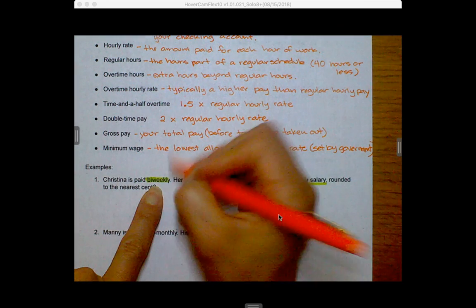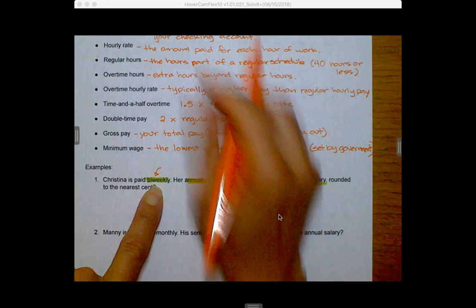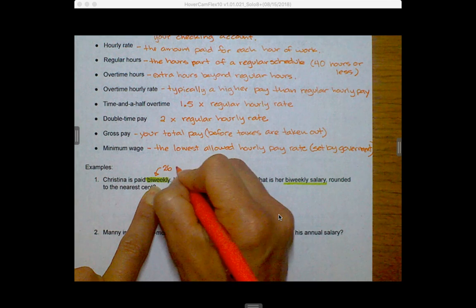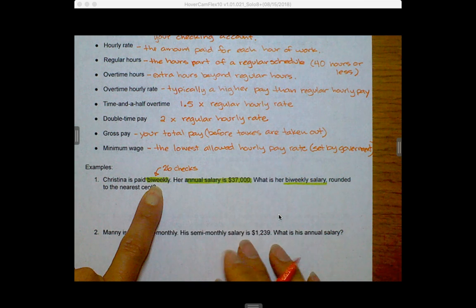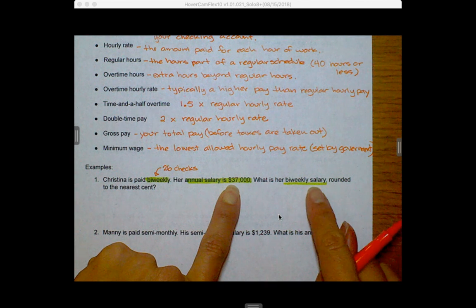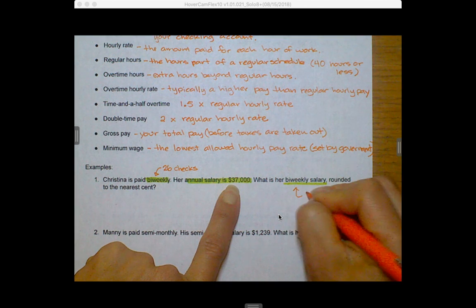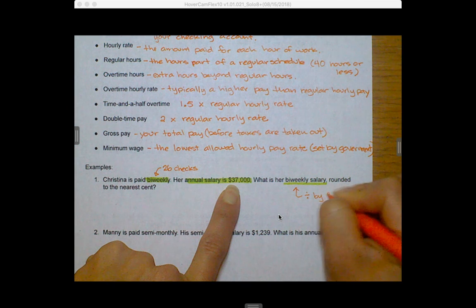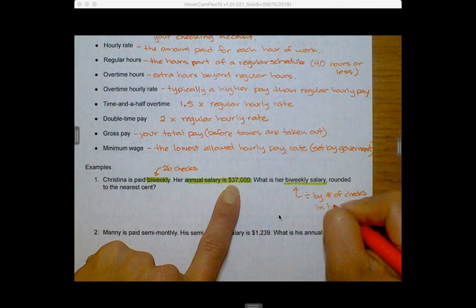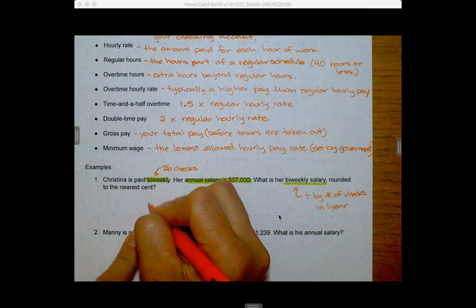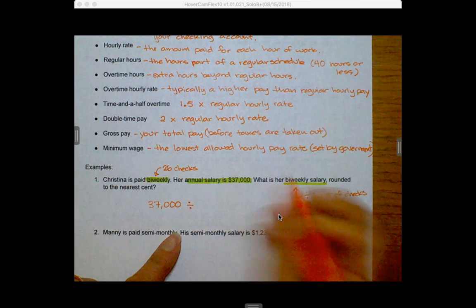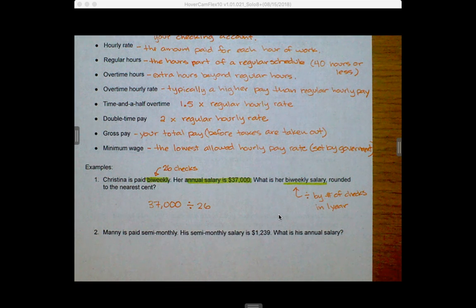Now, we know if she's getting paid bi-weekly, if I look back up at my definitions, what I wrote down up top here, I know she's getting paid 26 checks throughout the whole year. Okay, this is her salary for the whole year. So if it wants to know her bi-weekly salary, what I'm going to do is divide by the number of checks she receives for the entire year. Okay. So I'm going to take her salary, $37,000, and divide it by 26.